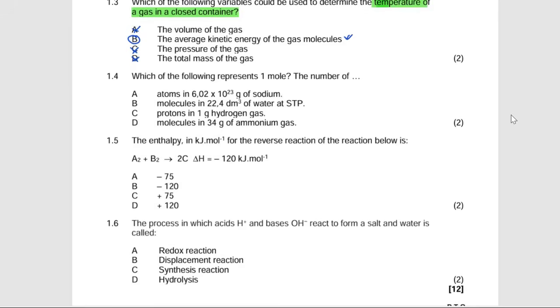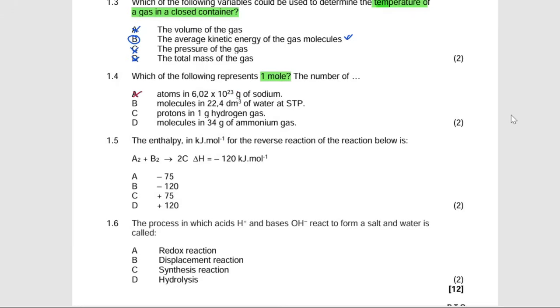Then moving on to 1.4, which reads: which of the following represents 1 mole, the number of what? We need to know which of the following represents 1 mole. A mole is an amount of substance. Our option A says the atoms in 6.02 times 10 to the power 23 grams of sodium. Option A is incorrect because we're talking about the atoms in grams of sodium. So A is incorrect.